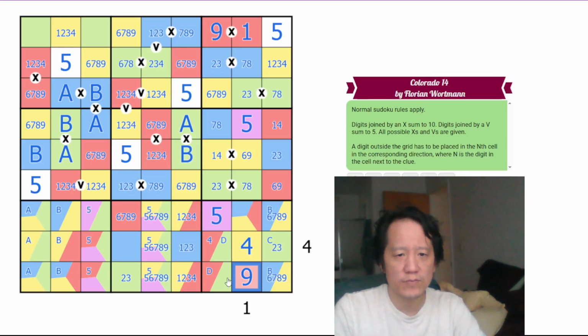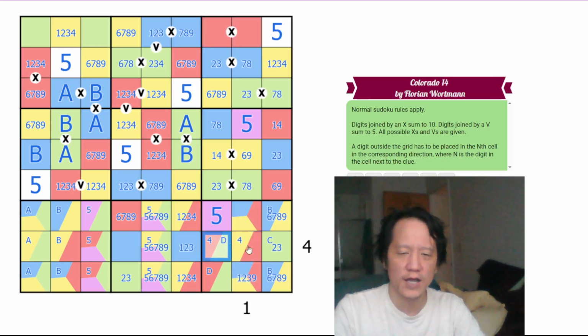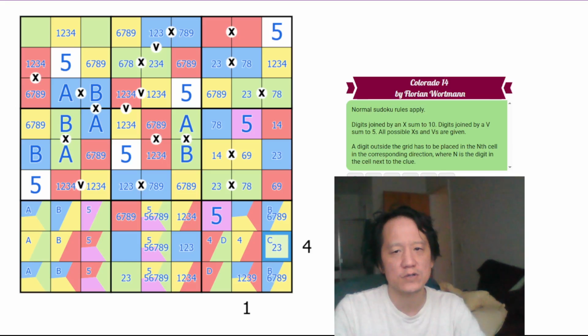But red can't be here to be next to the 1. So this would be blue. Red can't be here next to the 9 because there would be an X in between. 1 can't be here because it would be next to the 4 and there would be a V in between. So this is a contradiction. Therefore, 4 cannot be here. So this can never be 2. What if it's 3 and that's 4? Therefore, this is red.